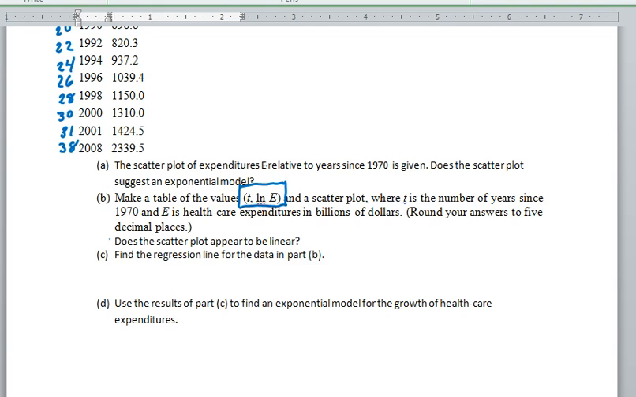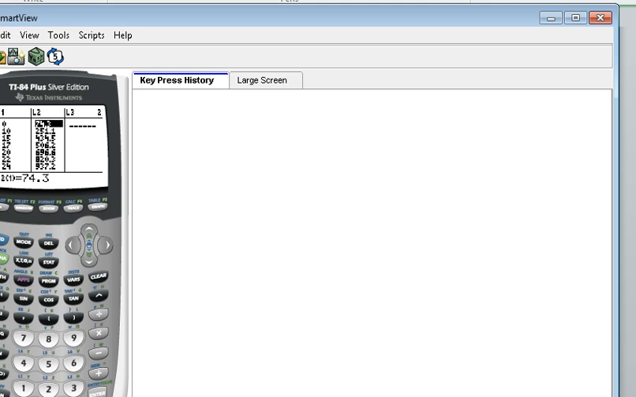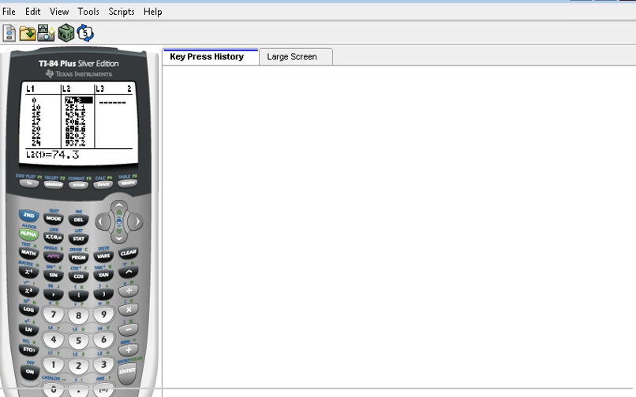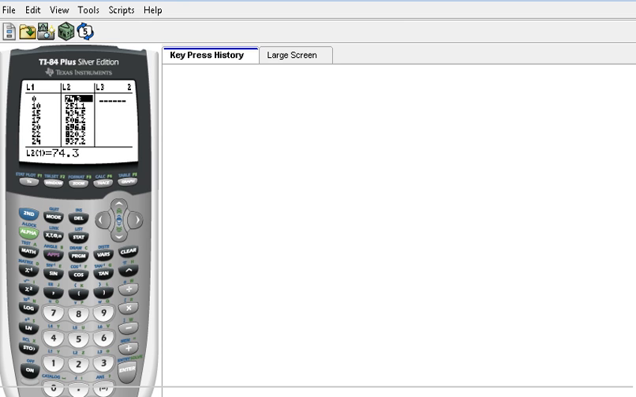So let's proceed by going to the graphing calculator, and I have already stored in the graphing calculator the data in L1 and L2. So we'll proceed now to put the data for the natural log of the expenditures into the third list, or L3.